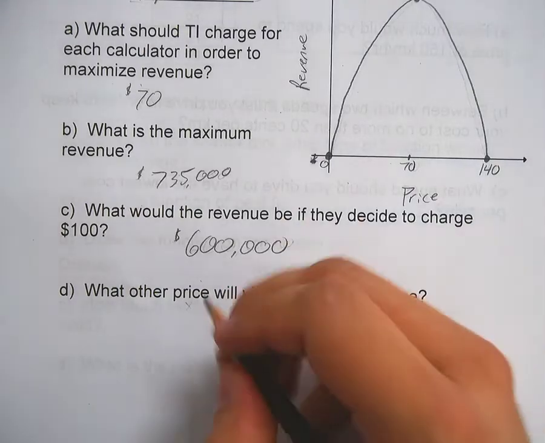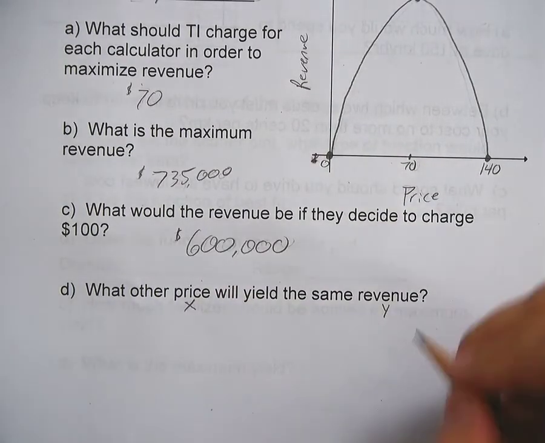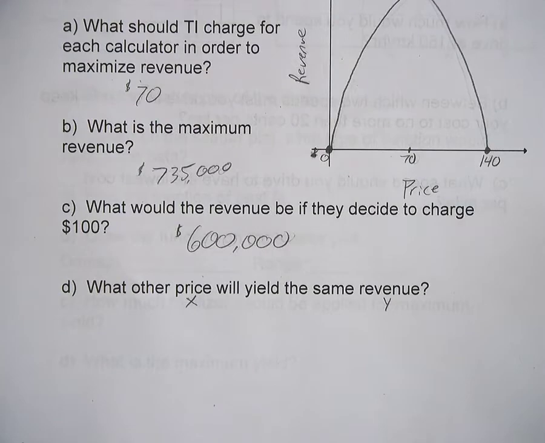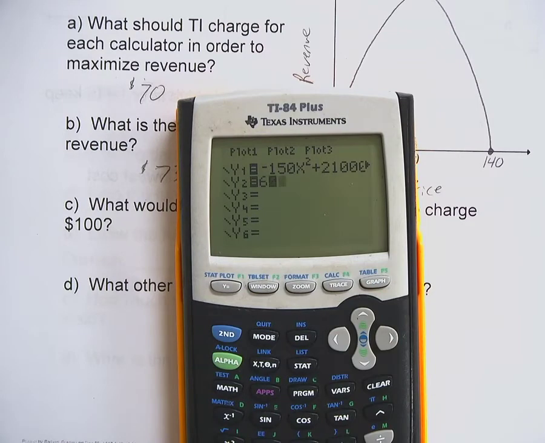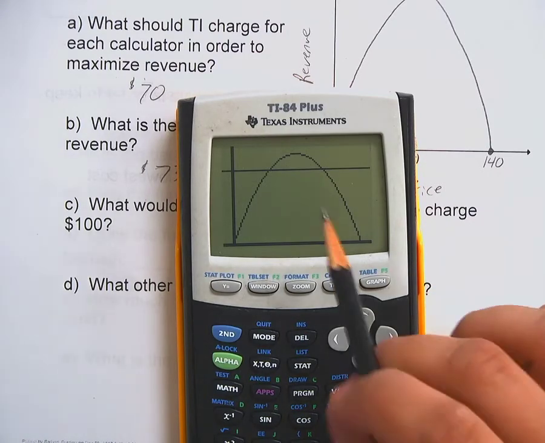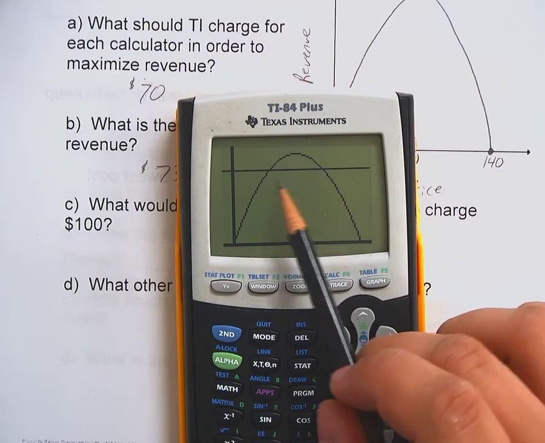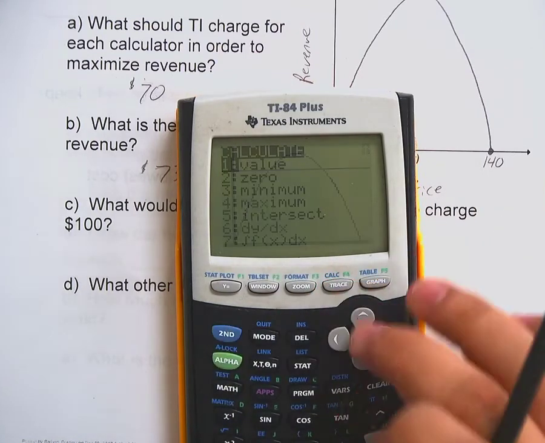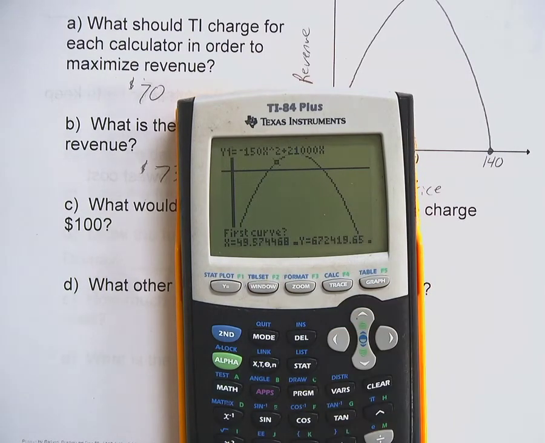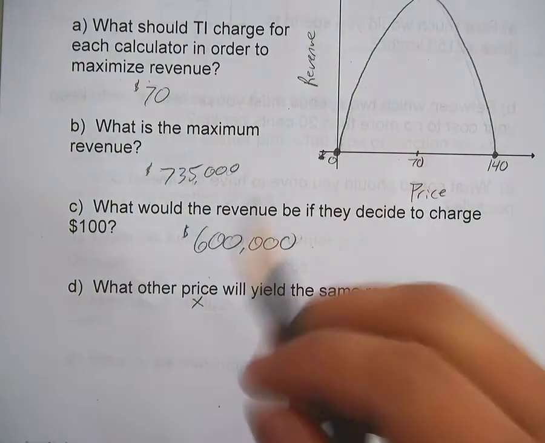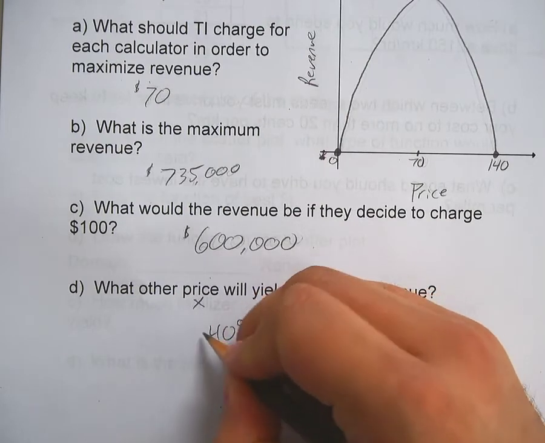And the last question here says, what other price, what other X value will yield the same Y value, the same revenue? So I'm going to do this one a little bit different here. I'm going to go to Y equals, and I'm going to scroll down to Y2 and type in 600,000. One more zero. And that's going to let me figure out, this is $100, right? I need to find this guy. So second trace, number 5 for intersection. Scroll a little bit closer to the left intersection. Enter, enter, enter. 40. Makes sense. Oops, $40.